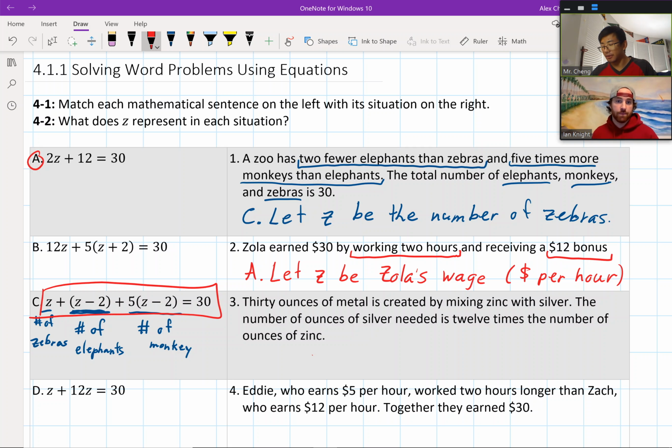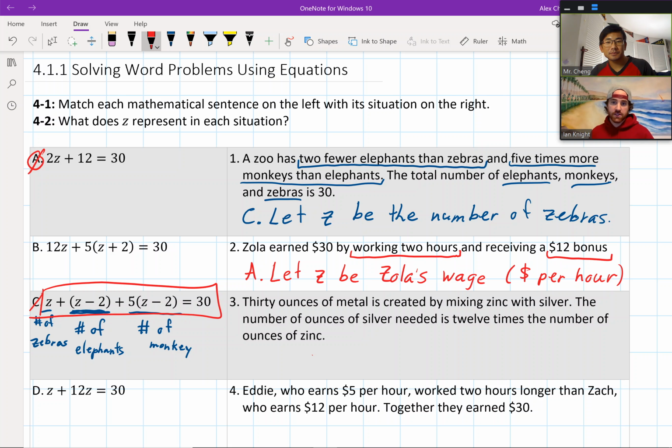Right on. All right. Part 3 here. 30 ounces of metal is created by mixing zinc with silver. The number of ounces of silver needed is 12 times the number of ounces of zinc. So that's telling me that there's 2 amounts that we need here, and we are combining those together to make our 30 ounces of metal. I guess in this case, I wonder what metal that makes.